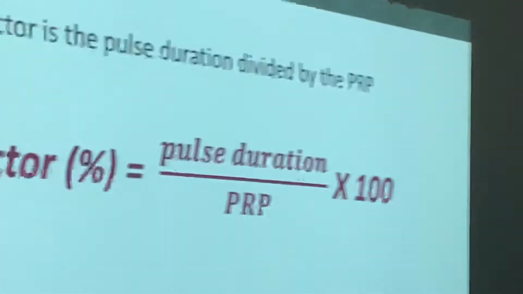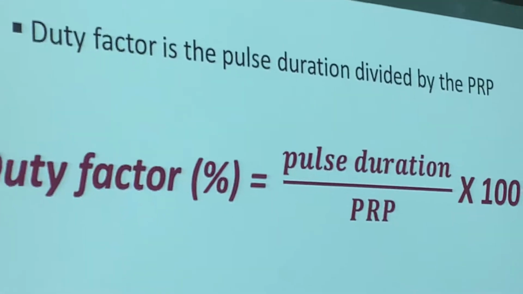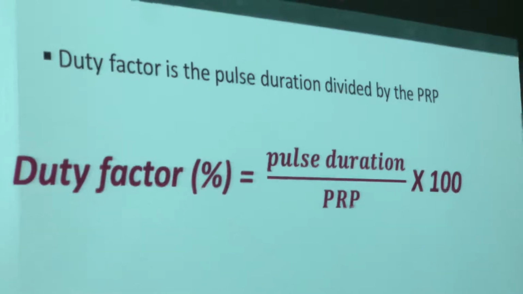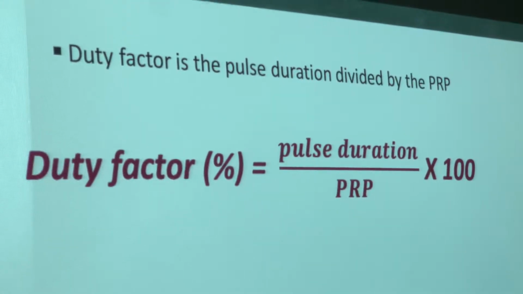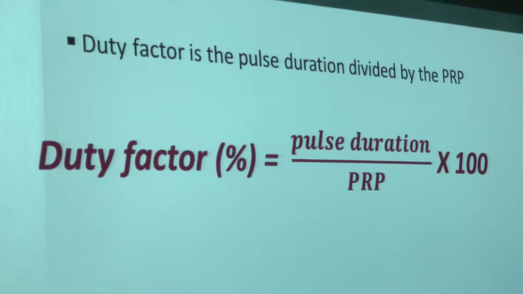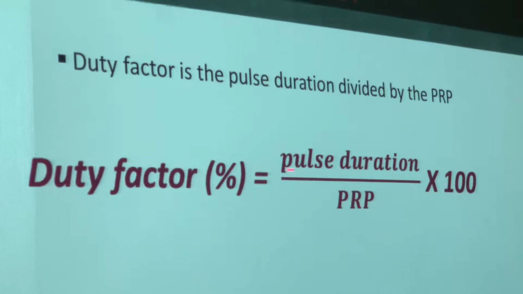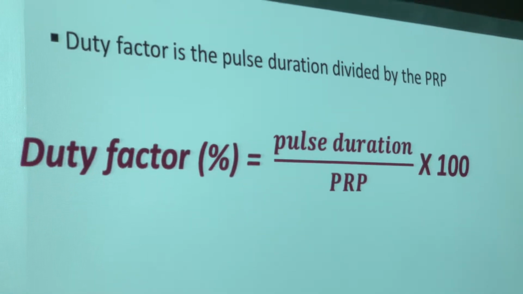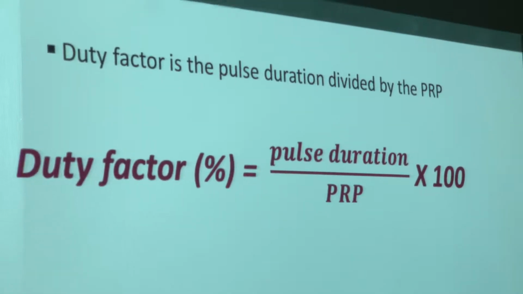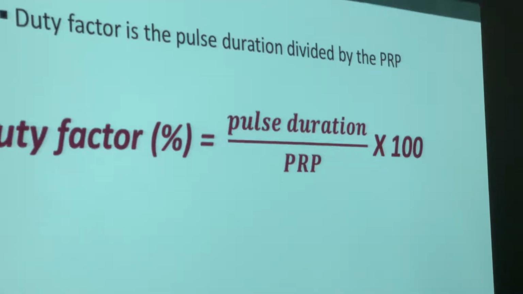All right? So if we want to determine our duty factor right here, duty factor, like I said, is the pulse duration divided by the pulse repetition period. Okay? We're just taking what percentage the pulse duration is of the pulse repetition period. So how we determine that number is pulse duration divided by pulse repetition period. To get our percentage, we're going to multiply that by 100, right?